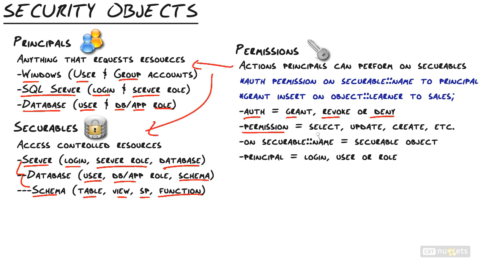Those actions are going to be, in the DML world, select, insert, update, delete. In the DDL world, create, alter, and drop. So here's what the syntax looks like for granting permission, and here is an example on how to do so.